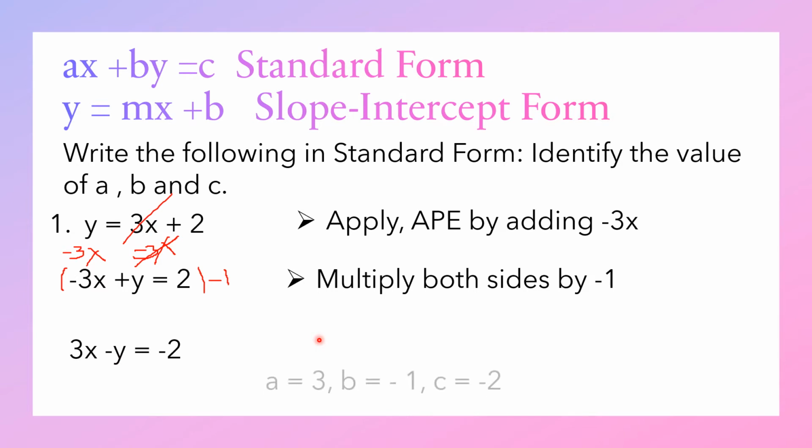Okay, so that is now the equation of the line in standard form, and we can identify now the value of a, b, and c. So a is equal to 3, b is equal to -1, and c is equal to -2. It is very important to write first in standard form before identifying the value of a, b, and c.